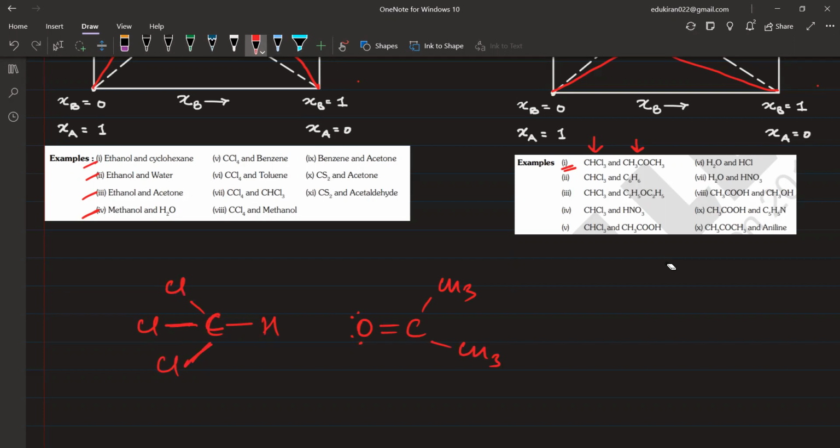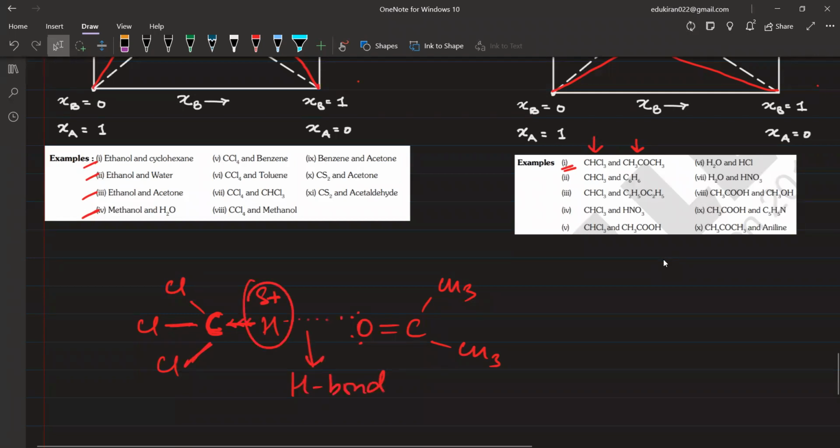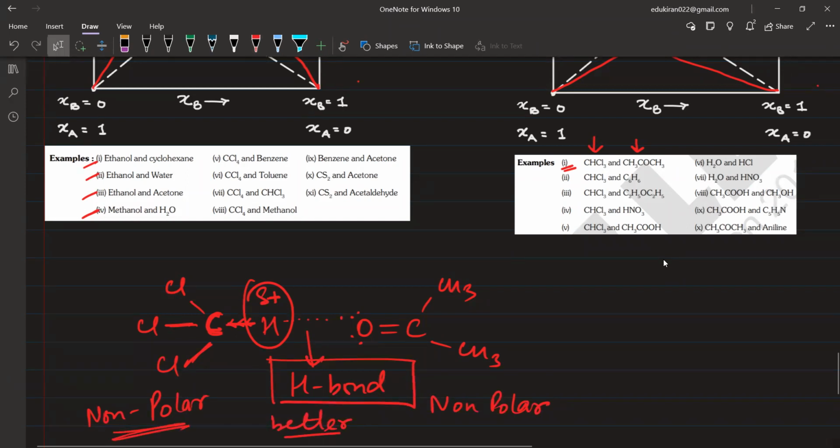So this carbon becomes very highly delta positive, and it pulls the electron from hydrogen. And this hydrogen becomes very highly delta positive. When this hydrogen becomes very highly delta positive, this oxygen can form a bond with hydrogen, a hydrogen bond. This hydrogen gets so much positive charge that it forms a hydrogen bond with oxygen. And that is why, in this case, this is non-polar and this is also non-polar. But when you mix them, they will form a hydrogen bond, which is a better interaction than the non-polar one.